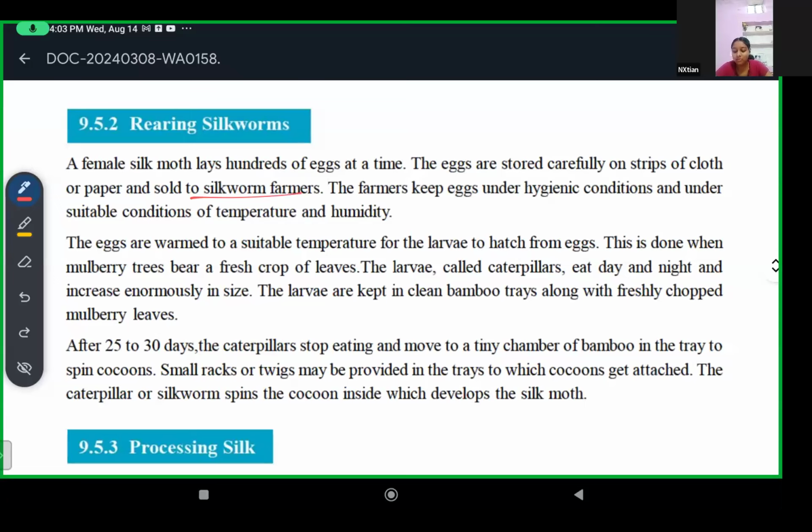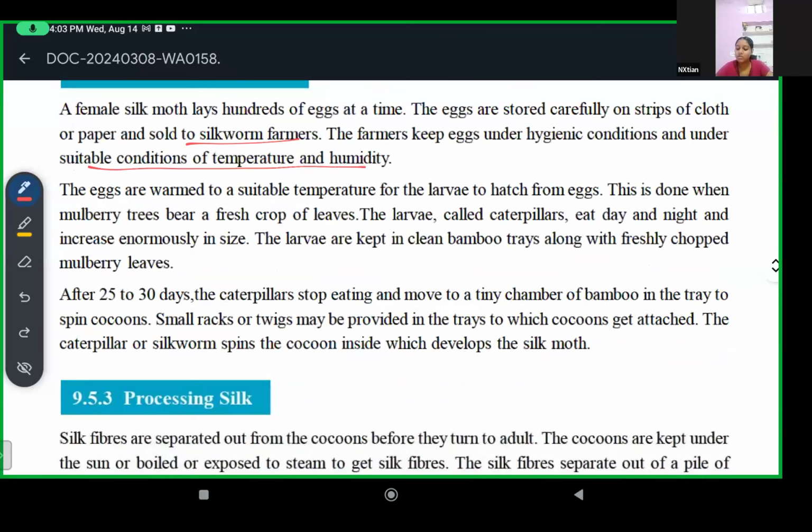These farmers keep the eggs in clean conditions and under suitable conditions of temperature and humidity. Eggs are warmed to a suitable temperature for the larvae to hatch, just like a hen warms eggs. This is done when mulberry trees bear a fresh crop of leaves. The larvae, the caterpillars, are placed on the mulberry leaves, because they eat those.